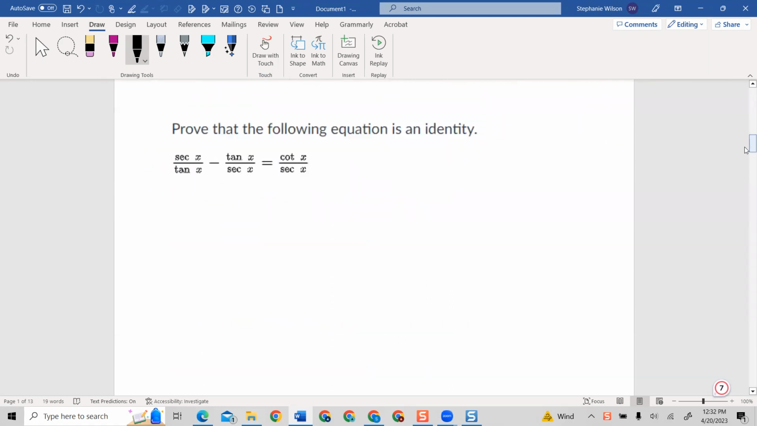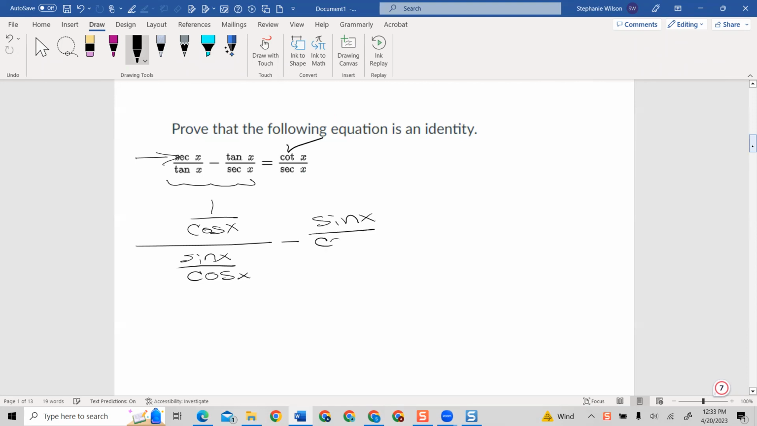Now let's do the next one. It says prove the following equation is an identity. We're just going to prove that this is true, and I want to look at this side first. What do I know? I know that secant is 1 over cosine x. I know that tangent is sine over cosine. And I'm going to subtract. I have sine over cosine for tangent, and then 1 over cosine x. Looking at this, if I do it this way, it's going to be more work.